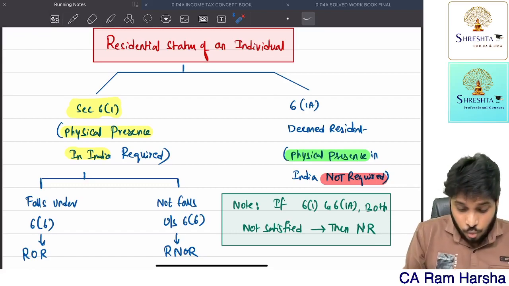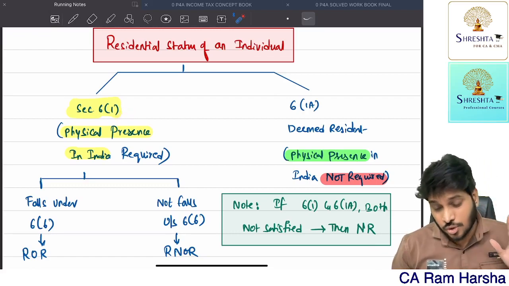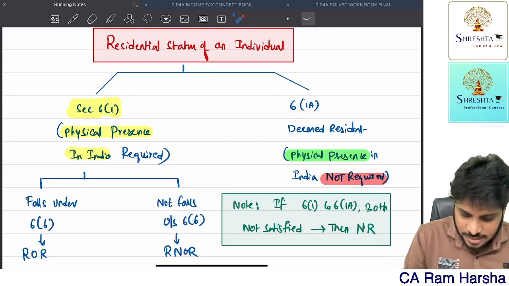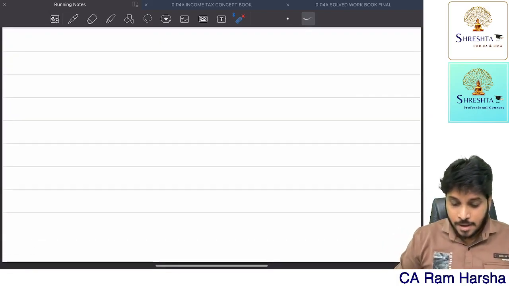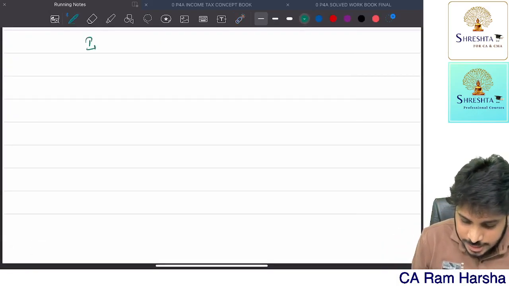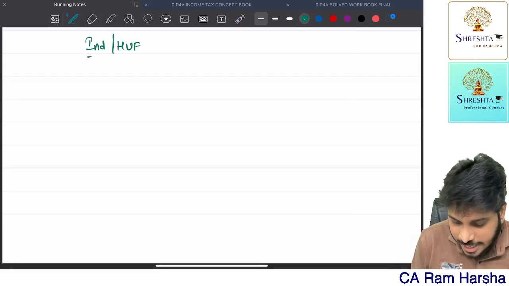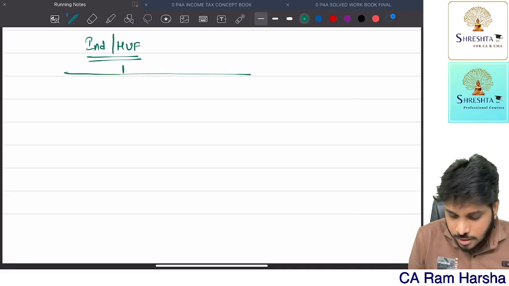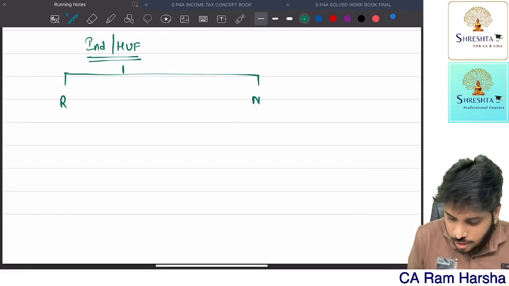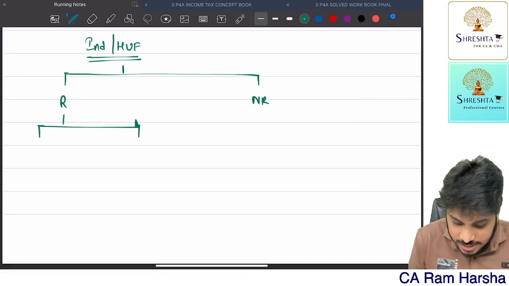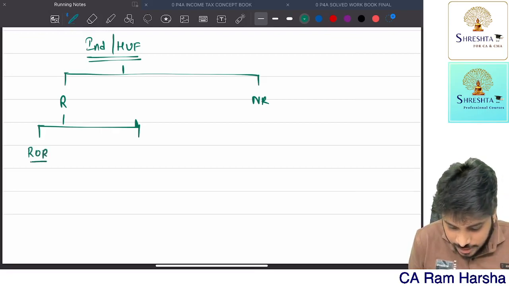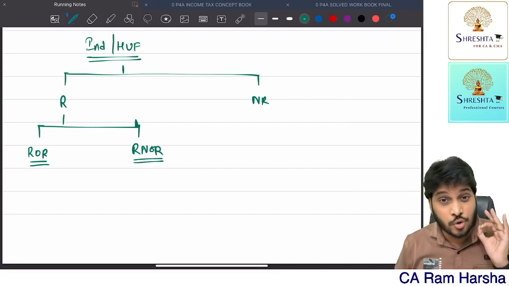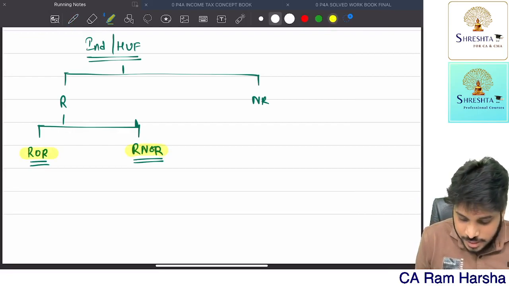Now let us understand what exactly 6 clause 1 is, what conditions 6 clause 1 says, what conditions 6 clause 1A says. Okay, now if you recollect the previous session, I told you for an SSA who is an individual or an SSA who is an HUF, for them we have two classifications, mainly resident and non-resident. This resident itself we have again classified into ordinarily resident and not ordinarily resident. Only for individual and HUF, totally we are having 3 classifications.